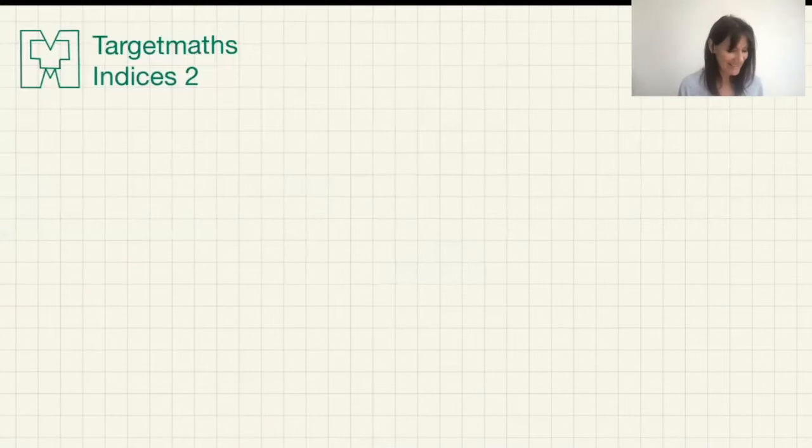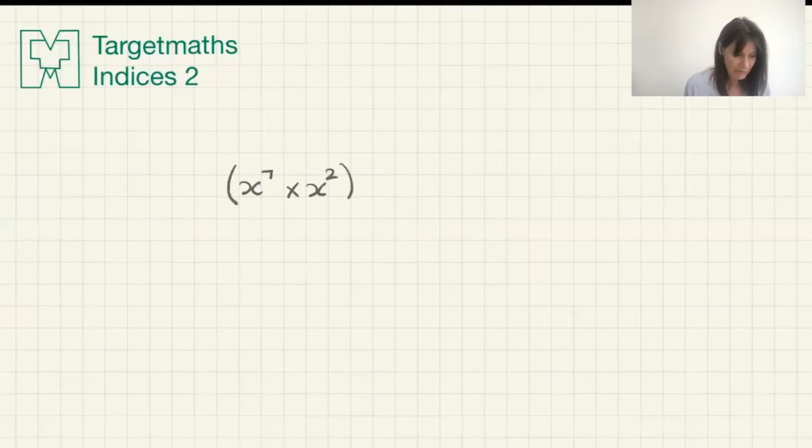No, you'll be fine. All right, so I've got x to the power of 7 times x to the power of 2. And I'm going to raise that to the power 3. Okay, off you go. Have a go, and then press play when you're ready. Okay, so again, I'm doing this in 2 steps. I'm going to do this bit first. And x to the 7 times x to the 2 is going to give me x to the 9.